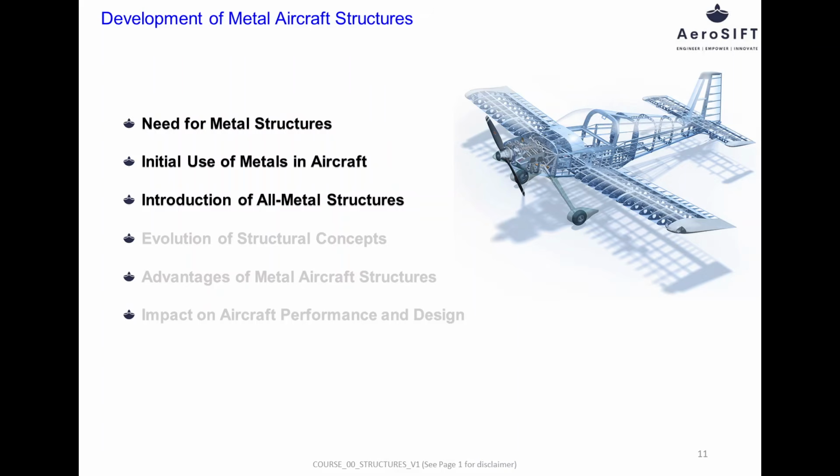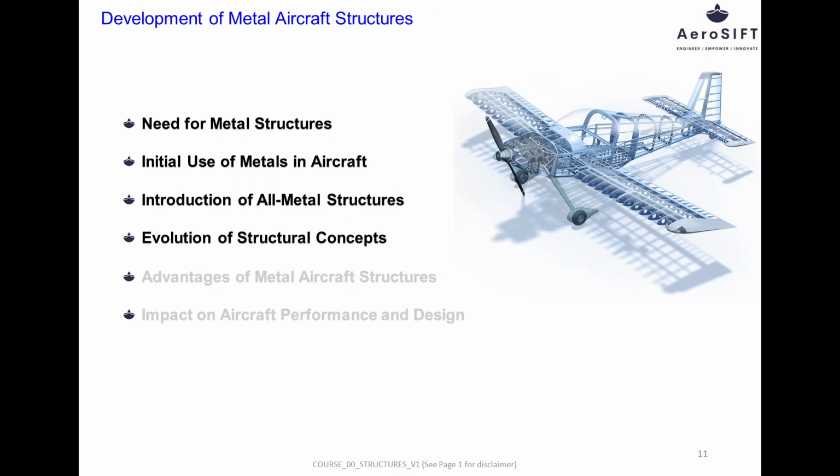Aluminum and its alloys replaced wood in primary load-carrying members such as spars, frames, and longerons. The shift to metal allowed designers to achieve better dimensional stability, higher strength, and improved resistance to environmental degradation. This transition enabled aircraft to operate at higher speeds and under greater structural loads.